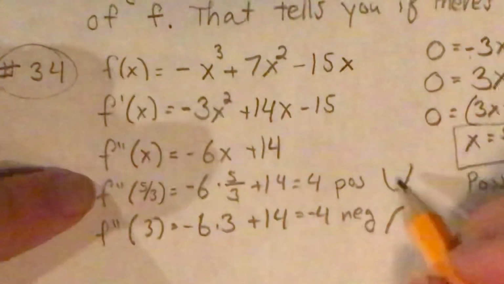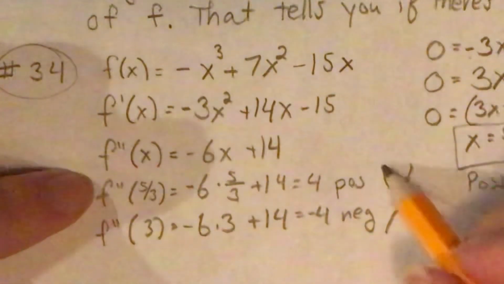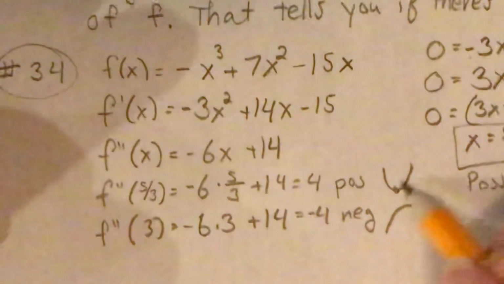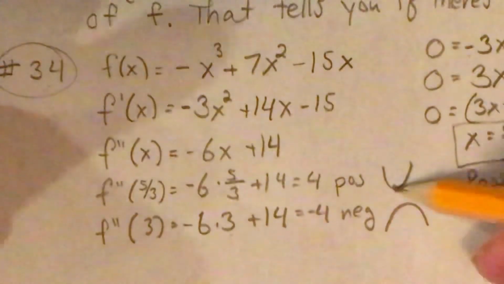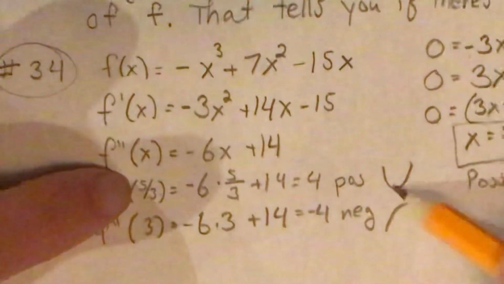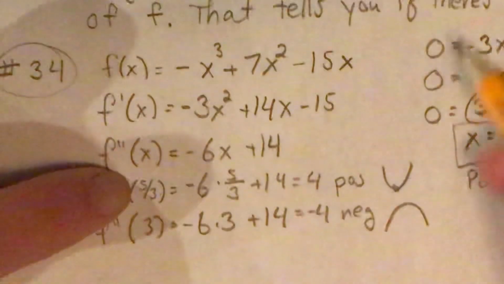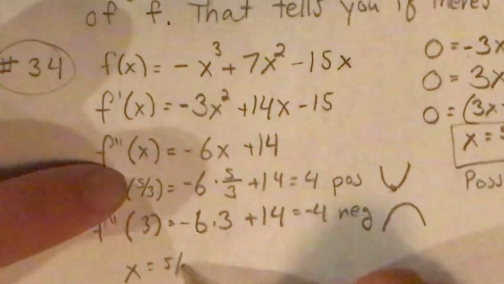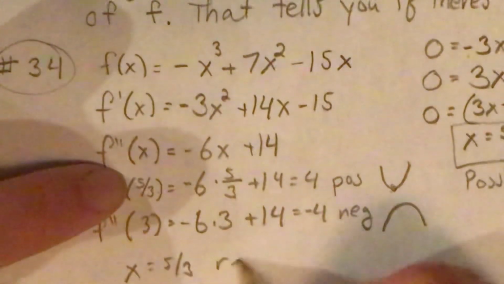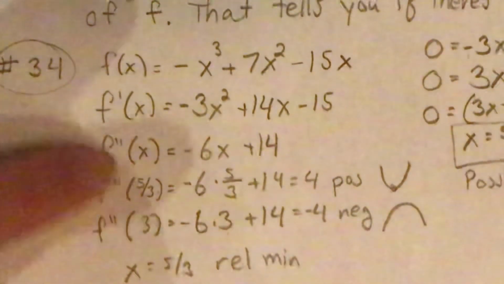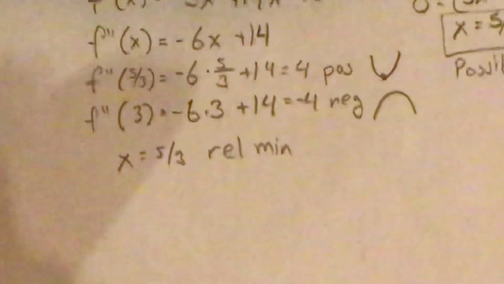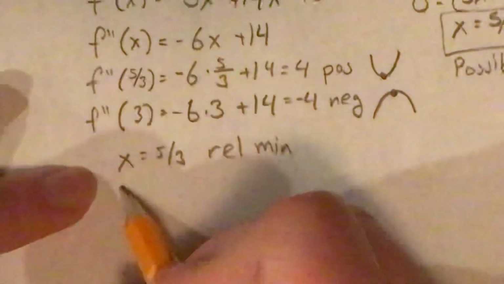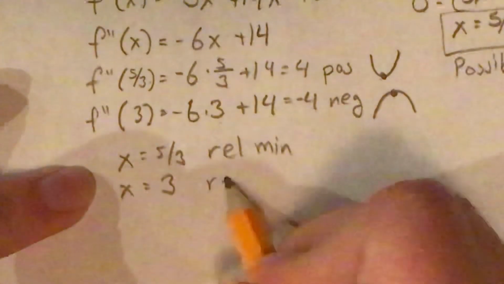Concave up means that your critical number would be like a little snapshot of a very small portion of the graph of f. This point has 5/3 as the x value. It's at the bottom of the curve. So that means that x equals 5/3 is where our relative minimum is. And since 3, that critical number, gives us the top of a curve, x equals 3 is where our relative max is.